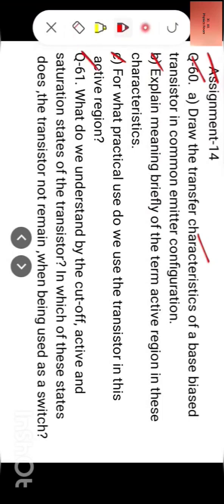Question number 61. What do we understand by the cutoff, active and saturation states of the transistor? In which of these states does the transistor not remain when being used as a switch?